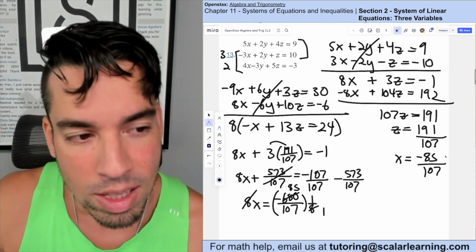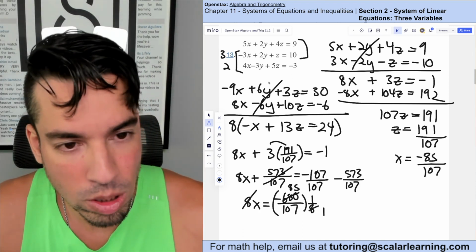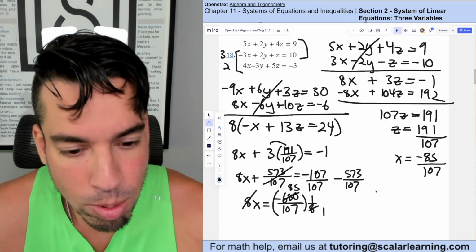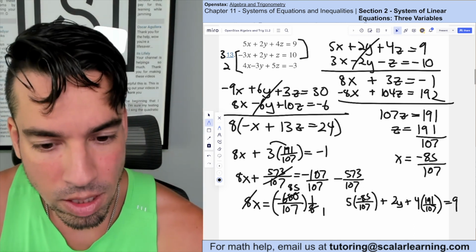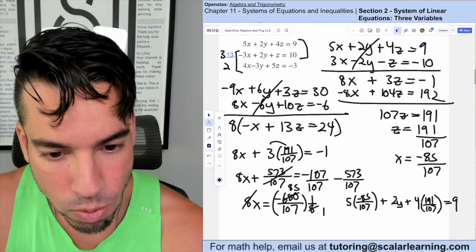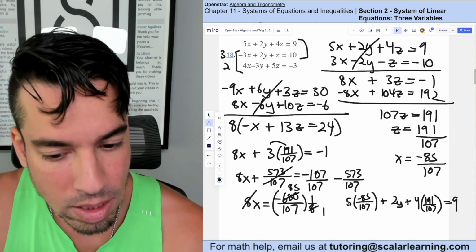It's what they chose. Last but not least, we've got to get y. So I can plug it into any of these 3 equations to get y. Let's just choose the top one, just arbitrarily. So we've got, I'll write it out here, 5 times x, which I substituted in, 4 times z, which I substituted z in, and then 2 times y. Now let's simplify a little bit.